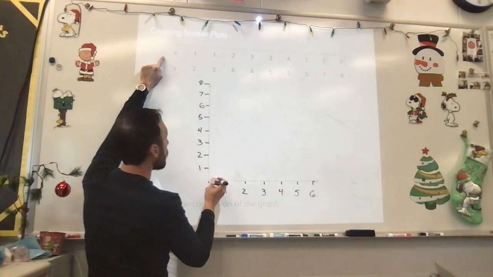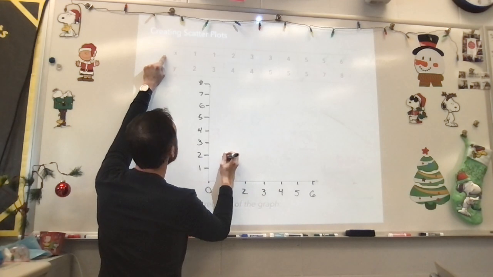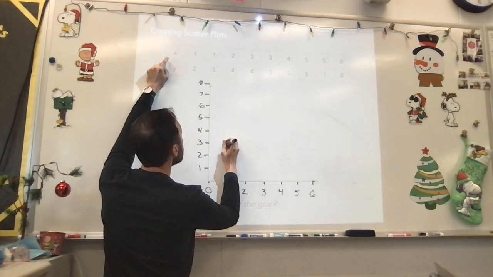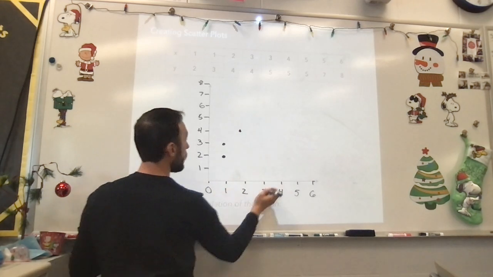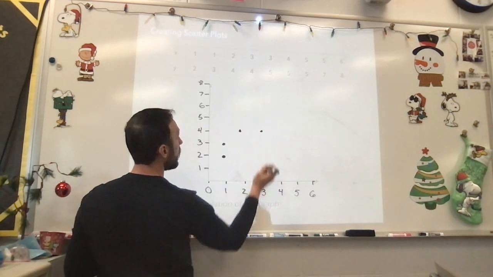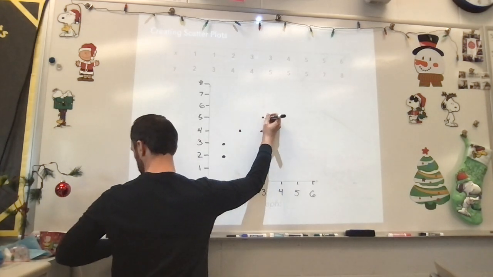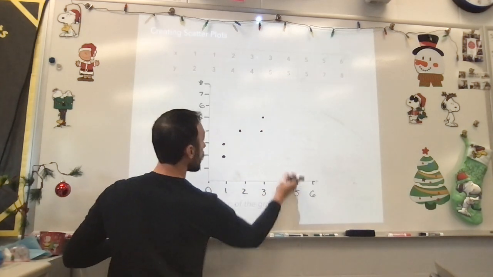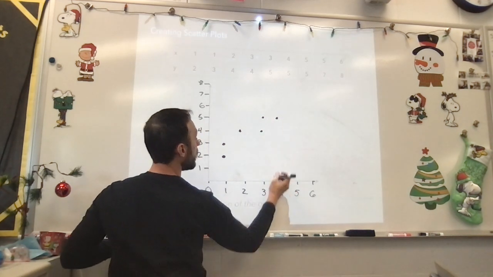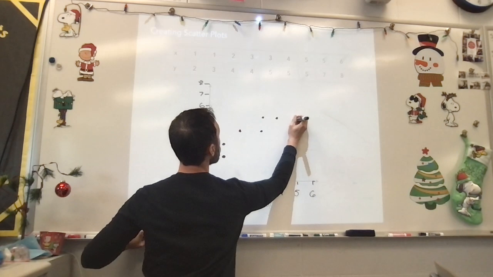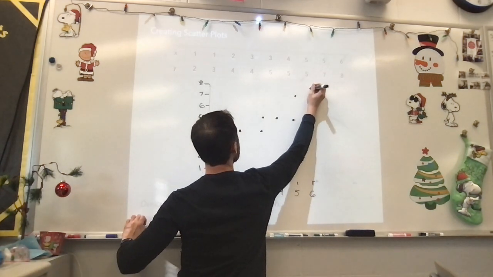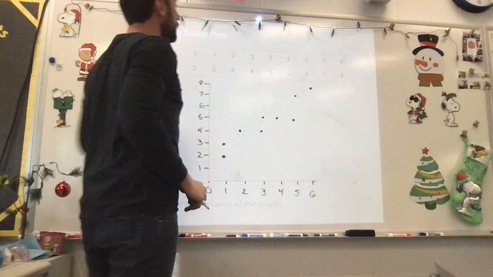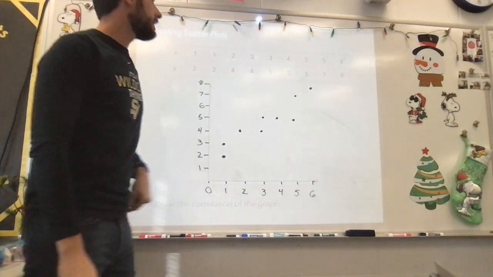So I'd have to plot the points: 1, 2; 2, 3; 3, 4; 3, 5; 4, 5; 5, 5; 5, 7; and 6, 8. So I have now plotted my points. So I've now created a scatter plot.